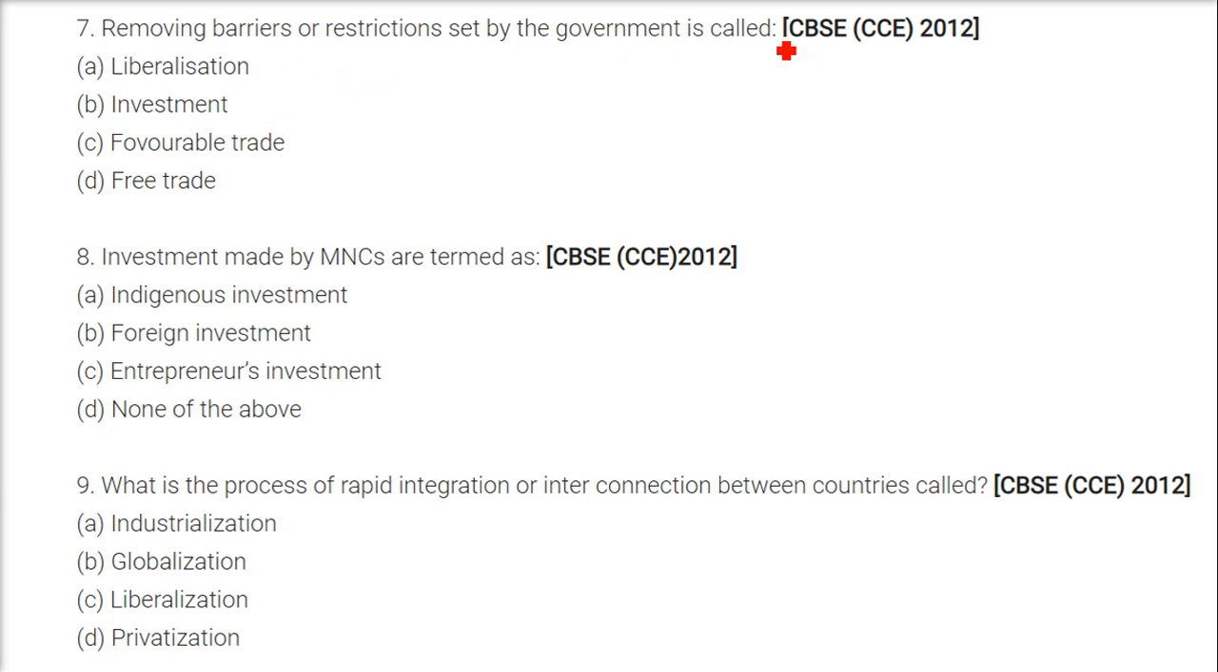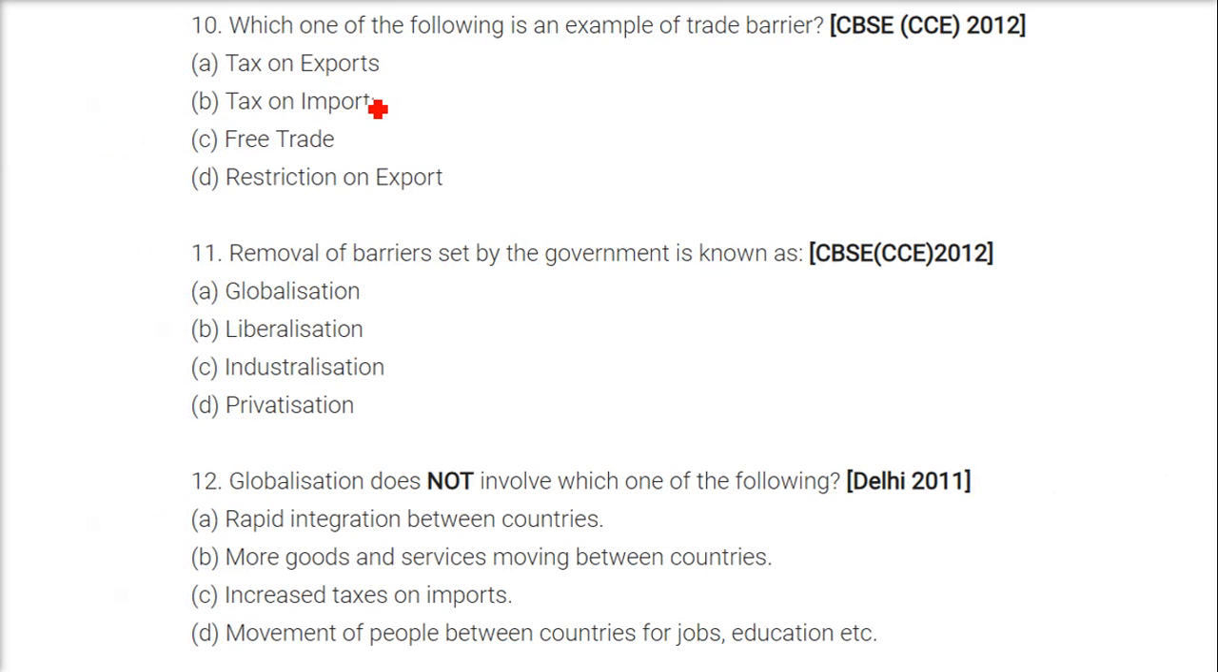Removing barriers or restrictions set by the government is called liberalisation. Investment made by MNCs is termed foreign investment. What is the process of rapid integration or interconnection between countries called? The answer is globalization.